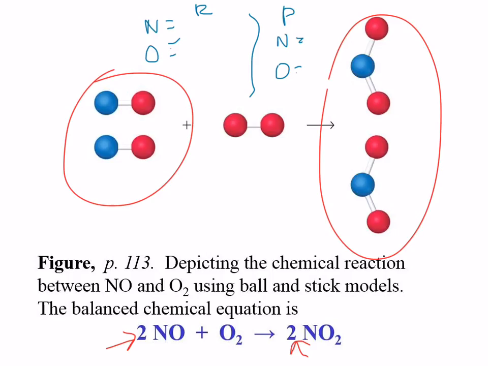So let's see, what did we say? The blue ones are the nitrogens. So I got, what, 2 nitrogens over here and 6 oxygens over here. And looks like I got 2 nitrogens over here. Oh, and 4 oxygens over here.